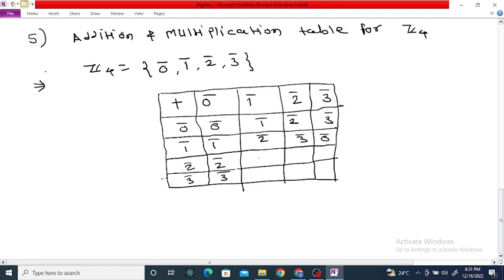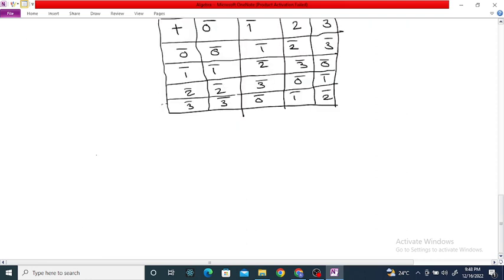Then 2 bar plus 1 bar is 3 bar, 2 bar plus 2 bar is 0 bar, and 2 bar plus 3 bar is 5 bar, which is equal to 1 bar. 3 bar plus 1 bar is 0 bar, 3 bar plus 2 bar is 1 bar, 3 bar plus 3 bar, which is equal to 2 bar.